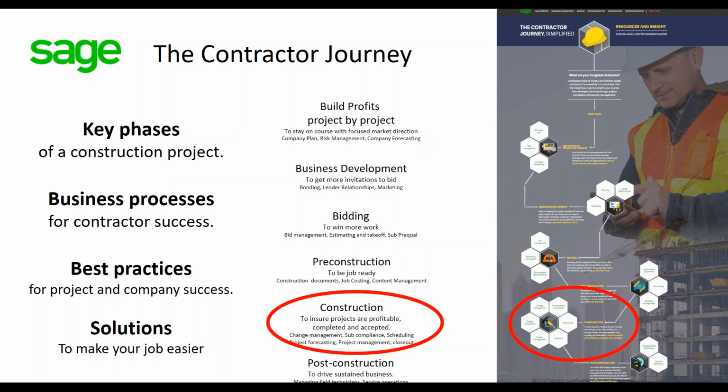So underneath each of these 6 phases are a bunch of business processes, and within each one of those, we define the process itself, the basics of that process, best practices, tips, things to watch out for, and solutions for that process. If you look on the right-hand side of the slide, you can see an infographic of the contractor journey. You could also see a version of it on contractorjourney.com and then click on see the infographic or see the diagram. I can't remember exactly what that link is, but it's contractorjourney.com, all one word.